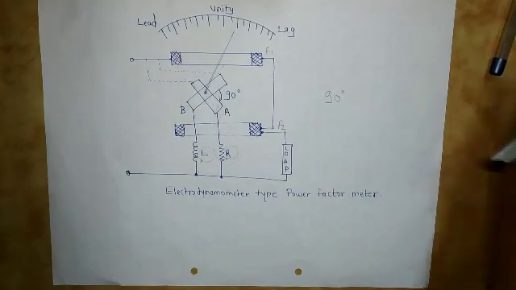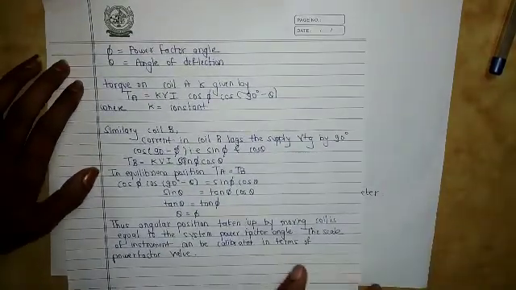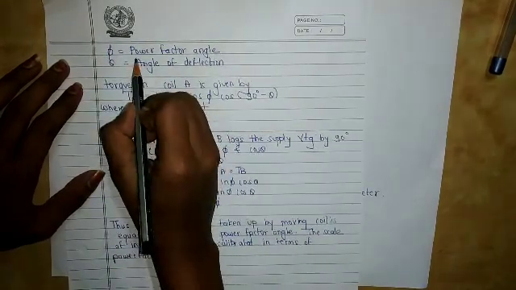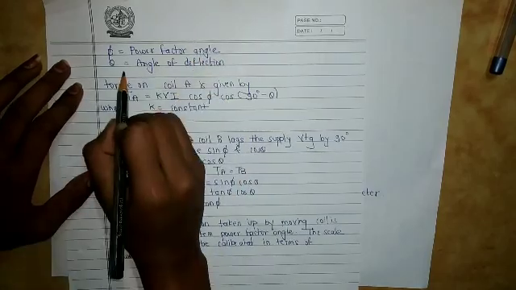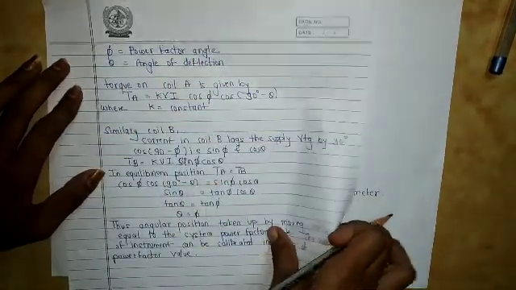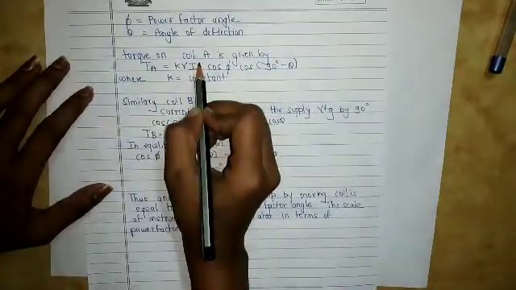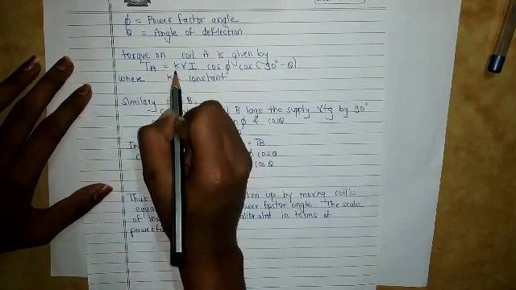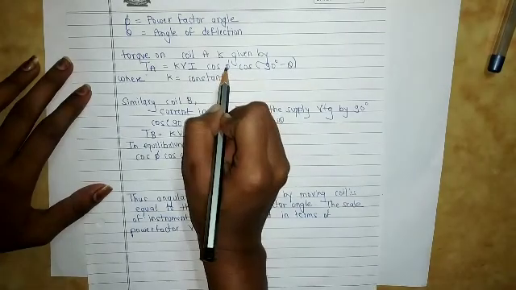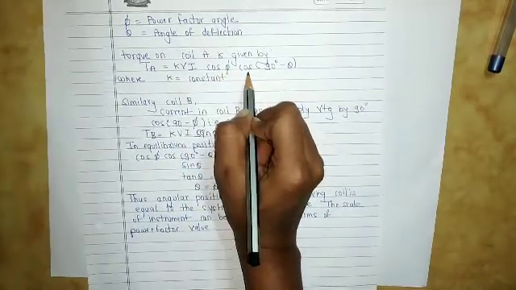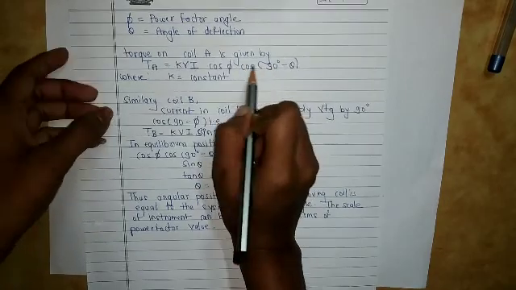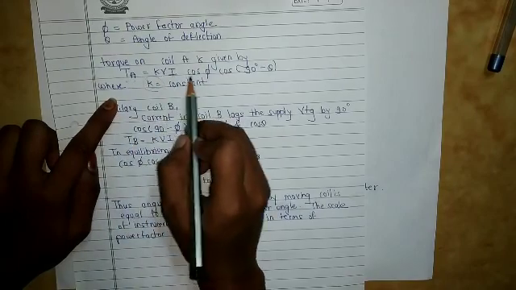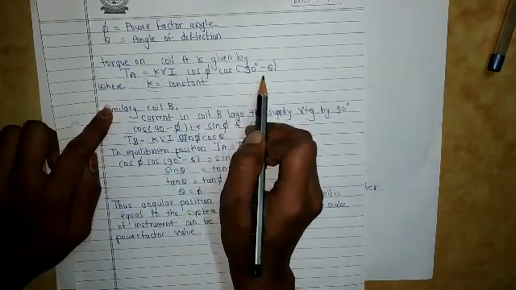So there is one formula. Here you can see this is phi. The phi is the power factor angle, and theta is the angle of deflection. Now we know the torque on coil A, we can give it as TA, is equal to KVI cos phi into cos 90 minus theta. So this is the formula where K is the constant: TA is equal to KVI cos phi cos 90 minus theta.